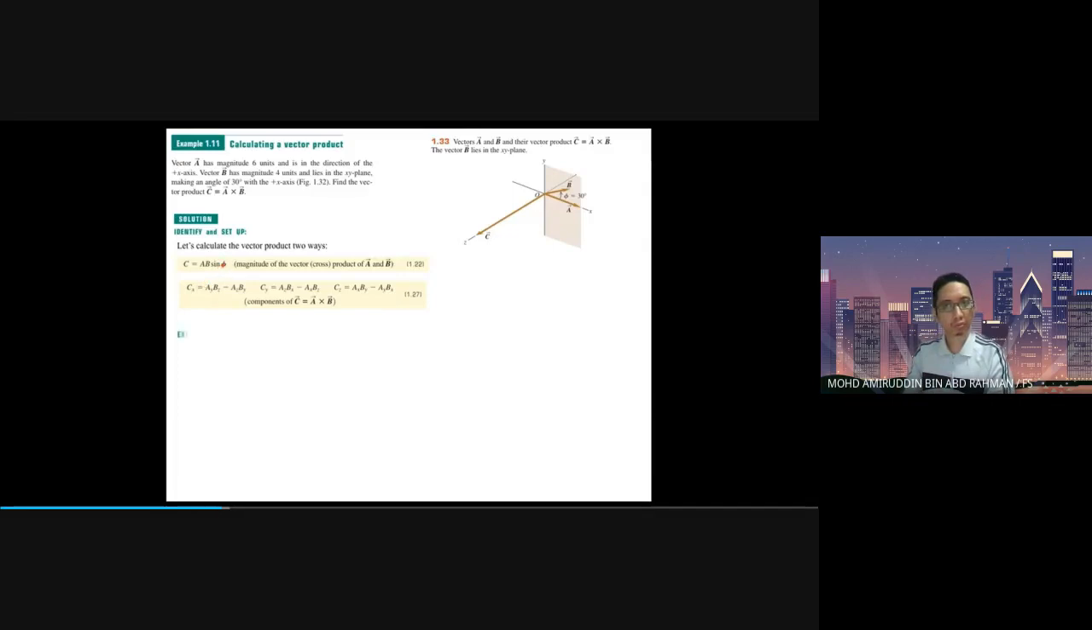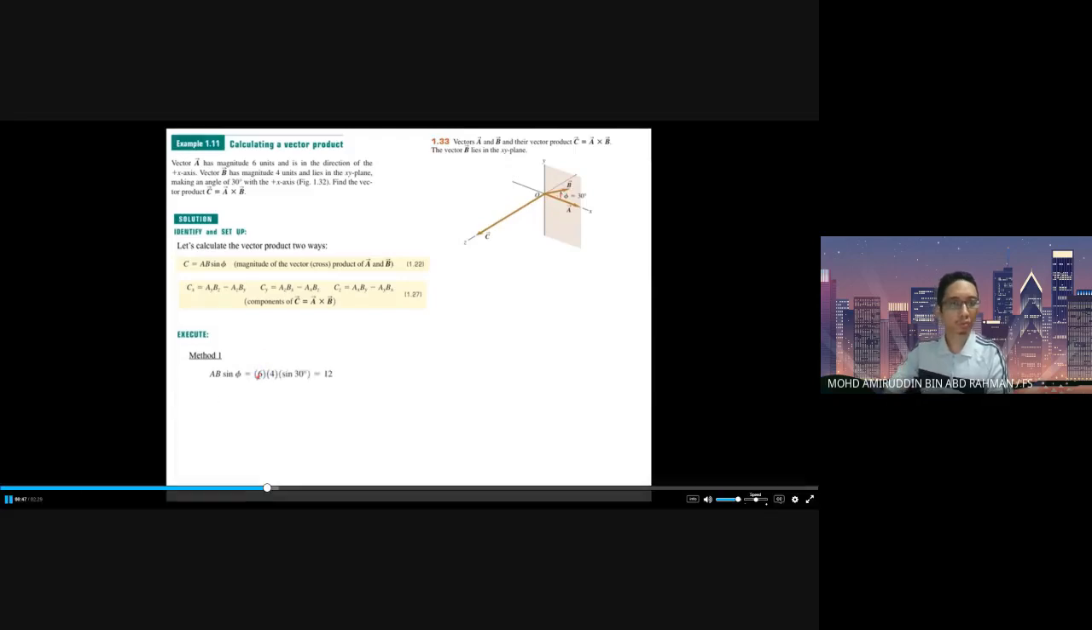So let's begin with method 1. The magnitude is easy enough to calculate. We have 6 times 4. Before that, let me help you imagine this. The plane xy over here is vertical.